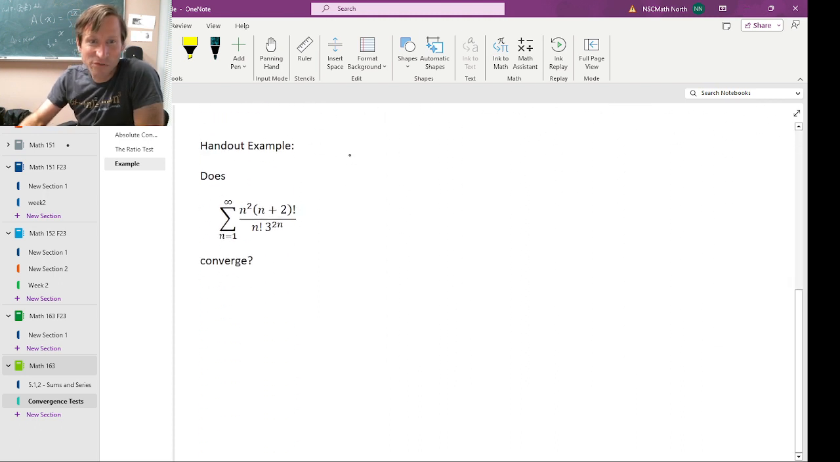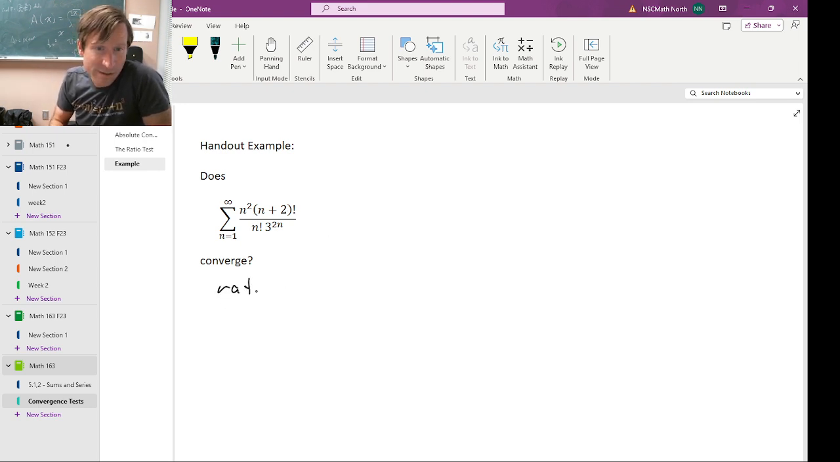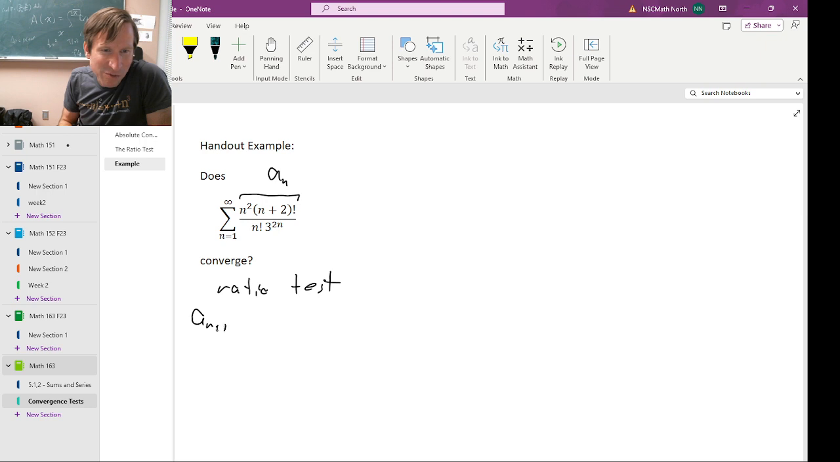So here's the example from the handout. Does this series converge? Of course, this is such a mess that we can't use any other tests just because who even knows what any of this is doing. But we can try the ratio test. I think like half of the battle on this one is being careful about taking this expression for a sub n and plugging n plus 1 into it. So when we write a sub n plus 1 over a sub n.